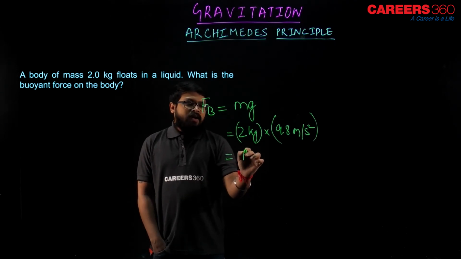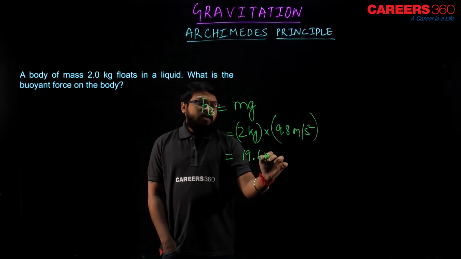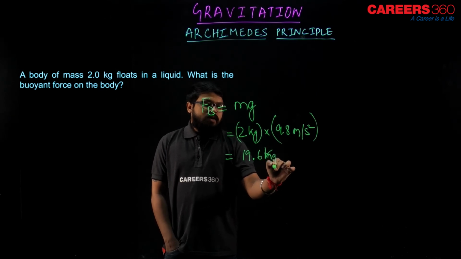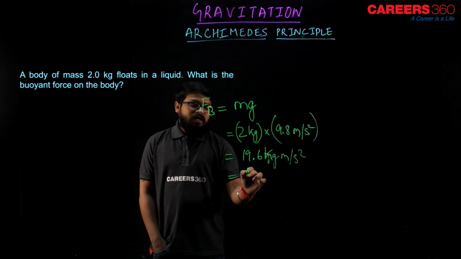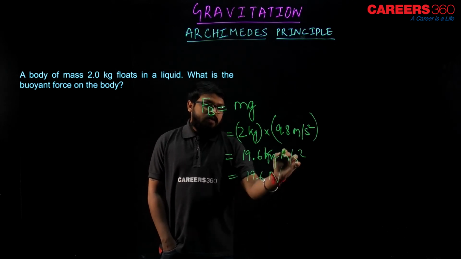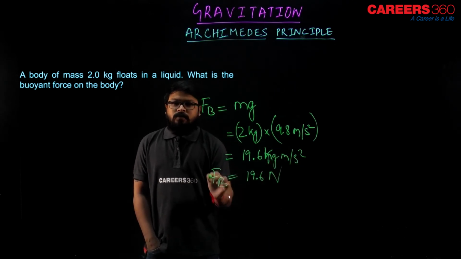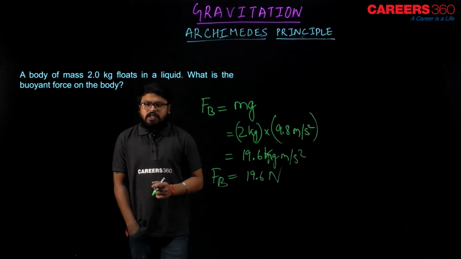So, what do we have? 19.6 kg meter per second square, that is nothing but 19.6 Newton. This is our force of buoyancy. I hope you understood that, right? Now, let us see another question.